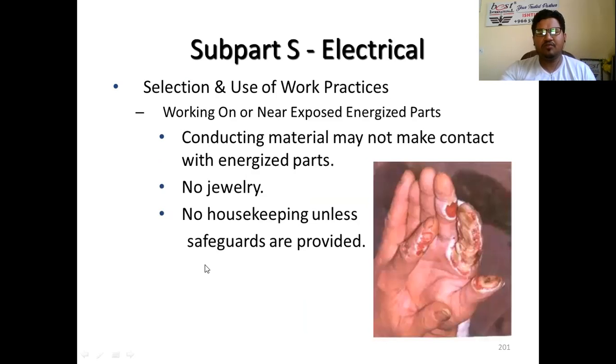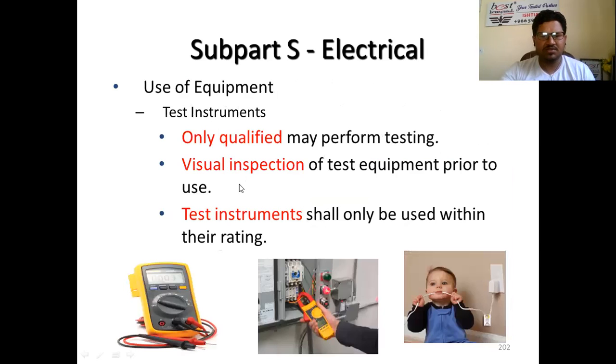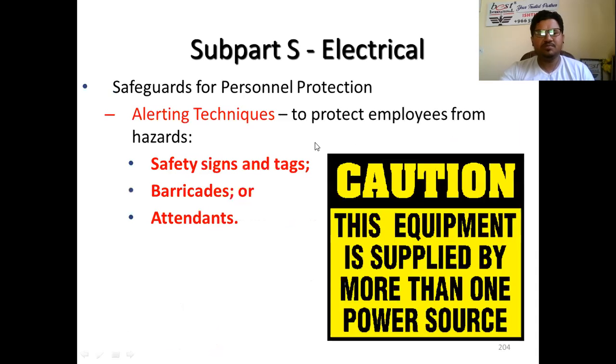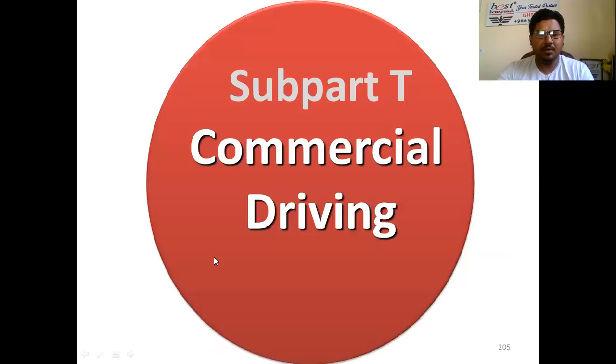Actually, see an example. Make sure only qualified persons are there, and overhead power lines are de-energized and grounded. Even if you need government permissions, it's still important to do that. Otherwise, these kinds of issues would be there. Make sure no jewelry, no housekeeping unless safeguards are provided, and conducting materials may not make contact with energized parts. Remember, only qualified persons may do testing, and visual inspection is important. Test instruments shall be within their ratings and must be calibrated. Yes, we need proper PPE like rubber gloves. We can put up signage, tags, barricades, and attendants, which would help.